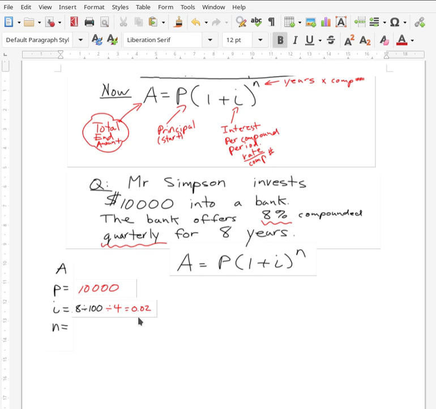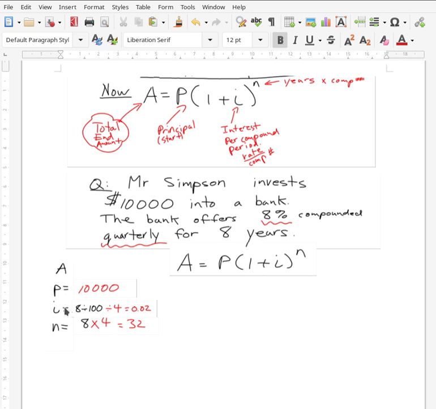Now, the next thing you have to figure out is the number of compounding periods. The number of compounding periods is based on the number of years times the type of compounding period. In this case, it's quarterly. So we do 8 times 4, which gives us 32. Now, to do our final computation, this is what we must do.